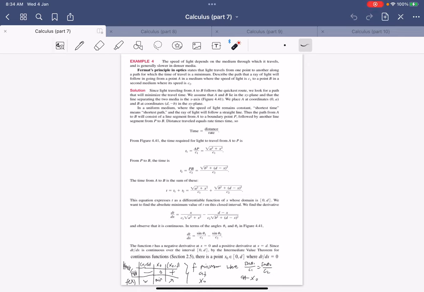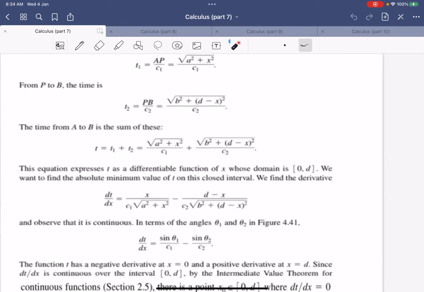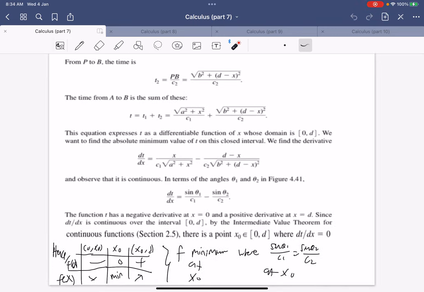To optimize this time, we just need to differentiate it with respect to x and find the minimum point. And then we realize that the minimum point occurs when the derivative equals 0, which means the minimum occurs at a point where sine θ1 over c1 equals sine θ2 over c2.